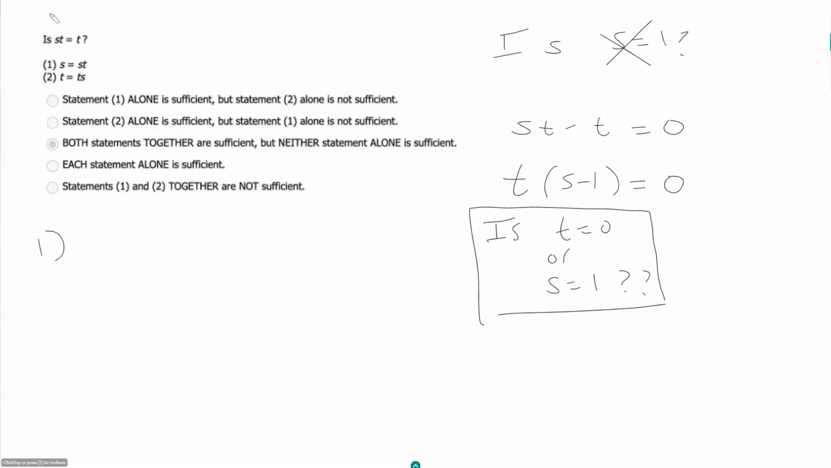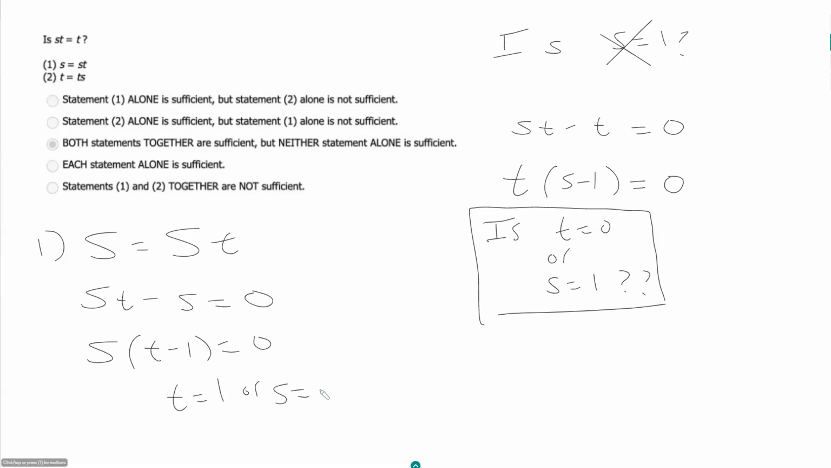So now let's think about this. Statement 1 says s is equal to st. We can do the same thing and subtract st from each side, or subtract s from each side. Let's do that. So we get st minus s is equal to 0, and we can factor out an s here. So this is telling me s times t minus 1 is equal to 0. So this is telling me either t is equal to 1 or s is equal to 0.